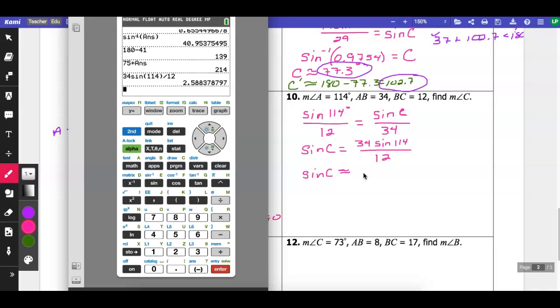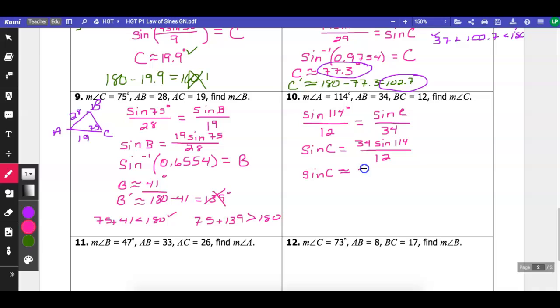Remember that the sine of any angle has to be a number between -1 and +1. So it is not possible for an angle to have this size, or for the sine of an angle to be this size. So if it's not possible for the sine of C to be equal to this number, then there is no solution to this. So that would be approximately 2.589, right? There is no solution because this is not possible.